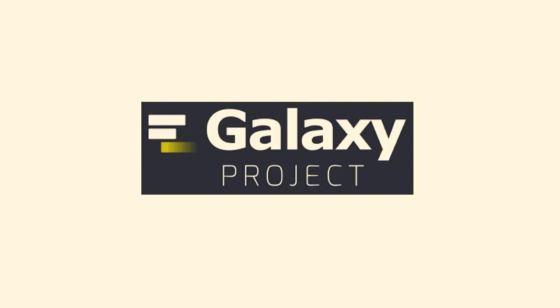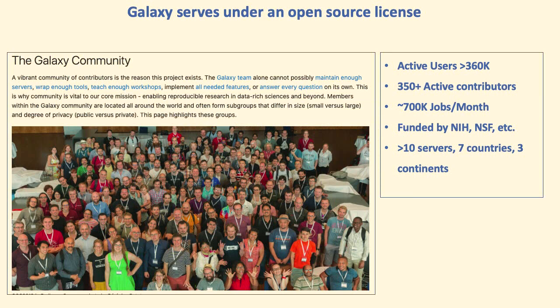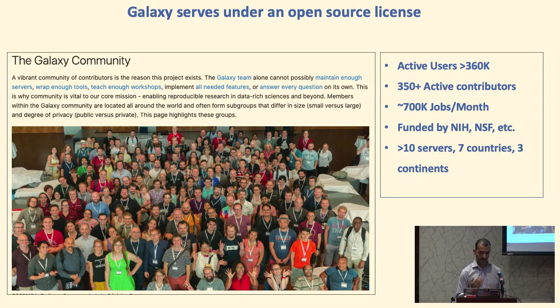So in our lab, we are trying to solve these issues with different software platforms. One of the excellent platforms is the Galaxy project. Galaxy is serving across 10 different servers and 7 different countries. Currently, we have around 360K active users, and we are processing almost 700K jobs per month.